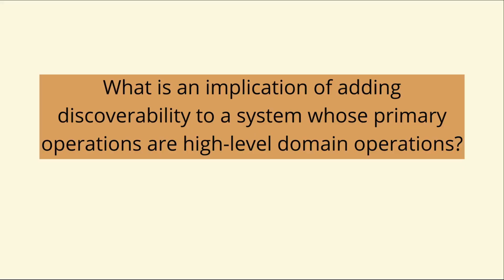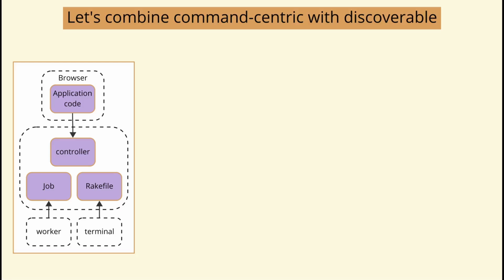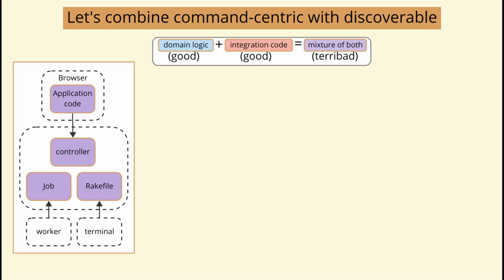Okay, so what are some implications of this? What are implications of adding discoverability to a system where we've encapsulated the high-level domain operations? Well, let's take a look again at a web application example. Here, we're going to use purple to indicate a mixture of domain logic and integration code. In this case, we have controller actions exposing domain logic to the front end over HTTP. We have jobs carrying out domain logic being invoked by workers and schedulers. We have domain logic being exposed on the command line through rake file tasks.